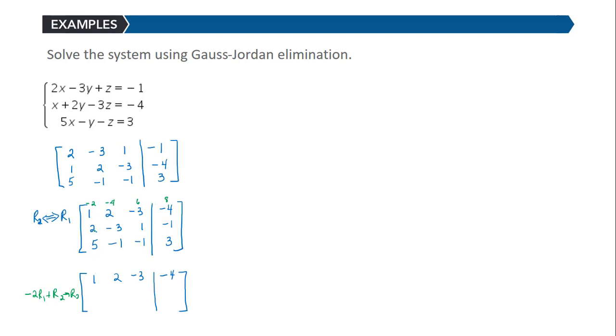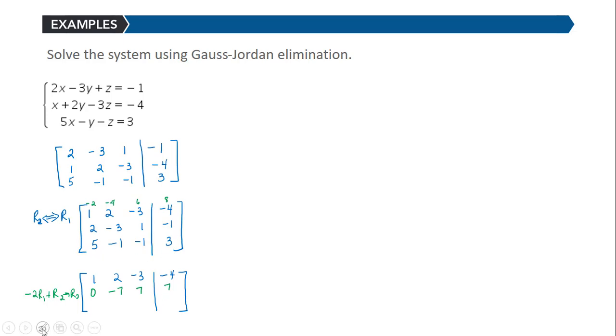And now I'm going to add those to the second row. Negative 2 plus 2 is 0. Negative 4 plus negative 3 is negative 7. 6 plus 1 is 7. And 8 plus negative 1 is 7.